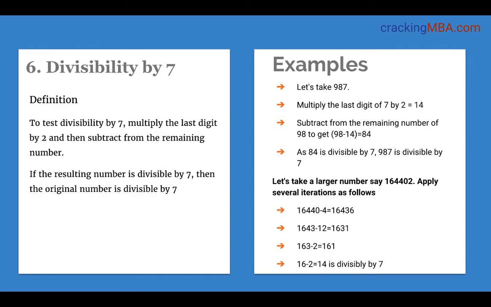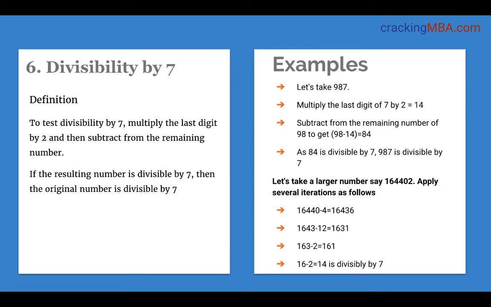Coming to the next number, which is divisibility by 7. For 7, what you need to do is slightly different. Take the units digit, the last digit, multiply it by 2, and subtract it from the remaining number. If after subtraction the value that you get is divisible by 7, then the entire number is divisible by 7.